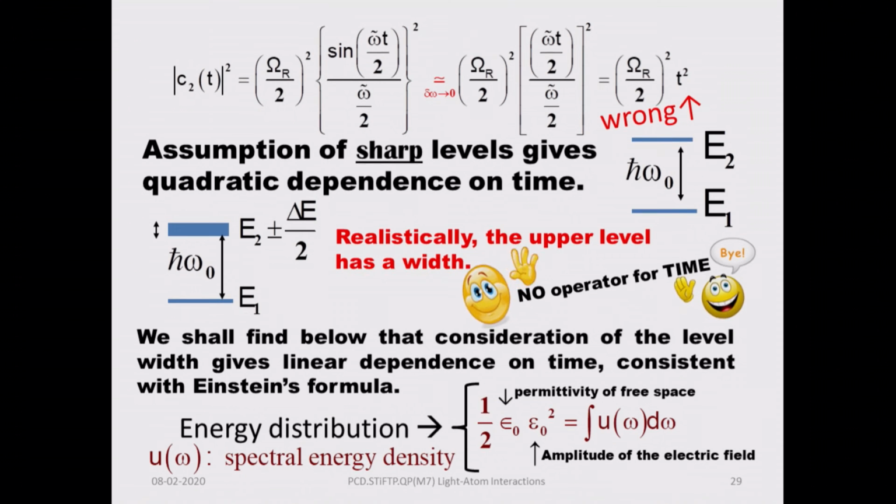Okay? Strictly speaking, if the upper level had infinitesimal or zero width, if it was exactly sharp, then an atom in an excited state would stay there forever and ever and ever. Okay? But it does decay spontaneously, and the reason it decays is because there is a width. All right? And there is this energy time uncertainty. Then again we have to remind ourselves that yes, there is energy time uncertainty, but there is no operator for time.